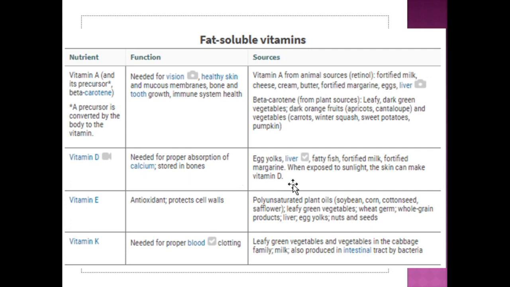Vitamin D sources from the diet, for example, egg yolk, liver, fatty fish, fortified milk, fortified margarine, and also the natural source, which is related to sunlight. Vitamin E sources are polyunsaturated plant oils such as soybean, corn, cottonseed, sunflower oil, and others. For vitamin K, sources include leafy green vegetables in the cabbage family, milk, and it is also produced in the intestinal tract by bacteria.